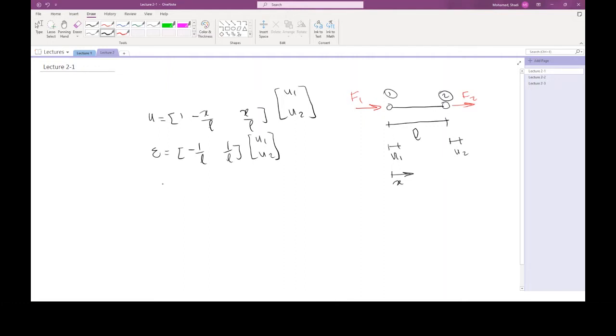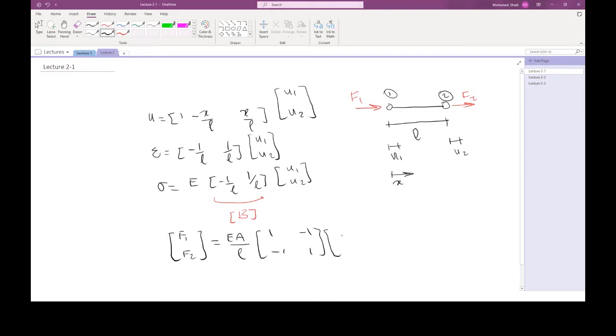And then we had the stress expressed in terms of the nodal displacement. So this is sigma is equal to elasticity modulus multiplied with minus 1 over L, 1 over L multiplied with U1 and U2. And finally, this is what we called the B matrix. So this is the B matrix. And then we also developed the relation between the forces at the nodes. So this is F1 and F2 related to the displacement through this expression, 1 minus 1 minus 1 and 1, U1 and U2. So this is pretty much everything we did last week.